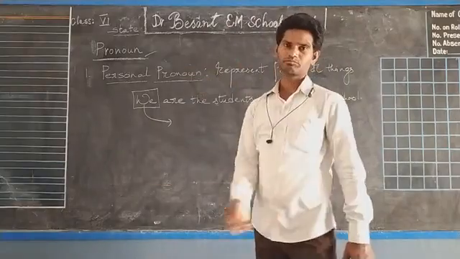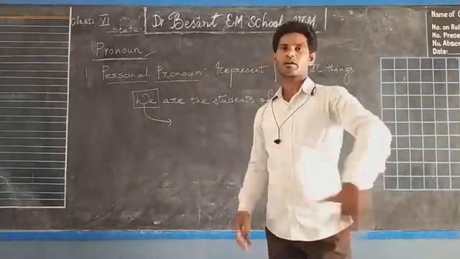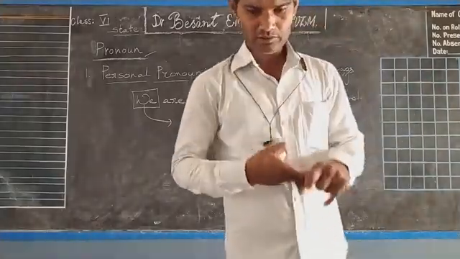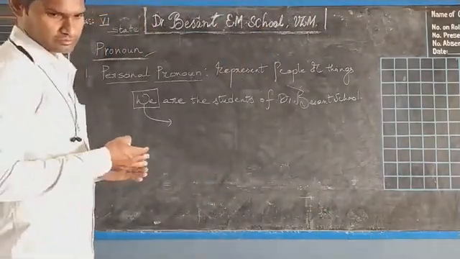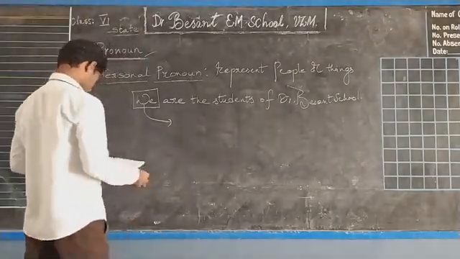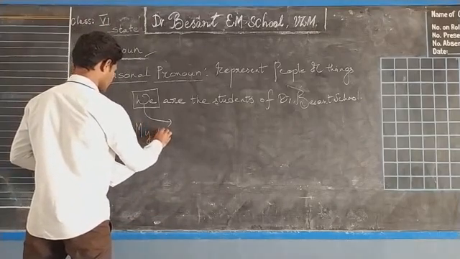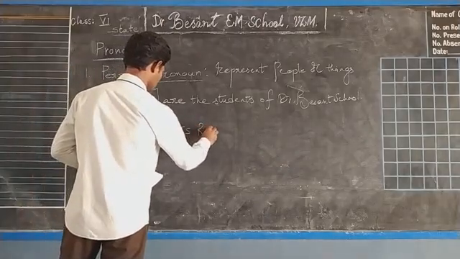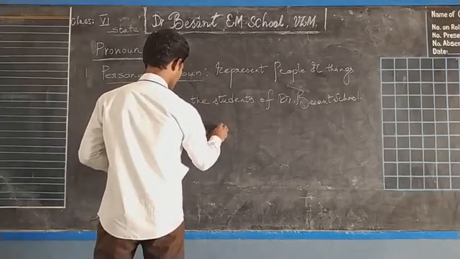So examples are all the pronouns in the table I gave you. They were almost all personal pronouns. And one more example I'll give you. My dad is Ranjit.